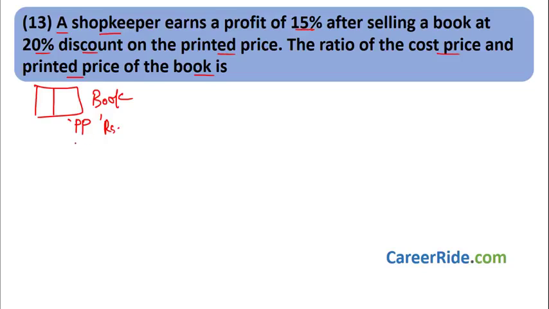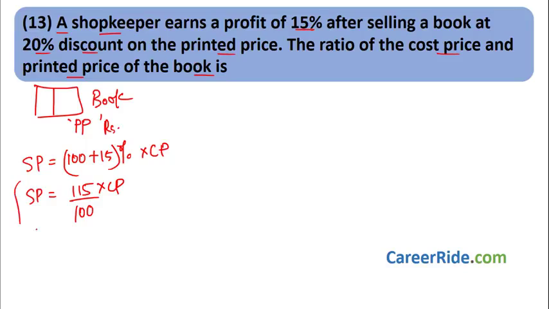Now the shopkeeper earns a profit of 15%. What formulas have we seen? What is the selling price if the person is earning a profit of 15%? 100 plus profit percent, which is 15, into cost price. Selling price is 115 upon 100 times the cost price, right? Now what have they given? They have also given that the shopkeeper sells the book by giving 20% discount on the printed price. So the selling price is also given by the 20% discount.